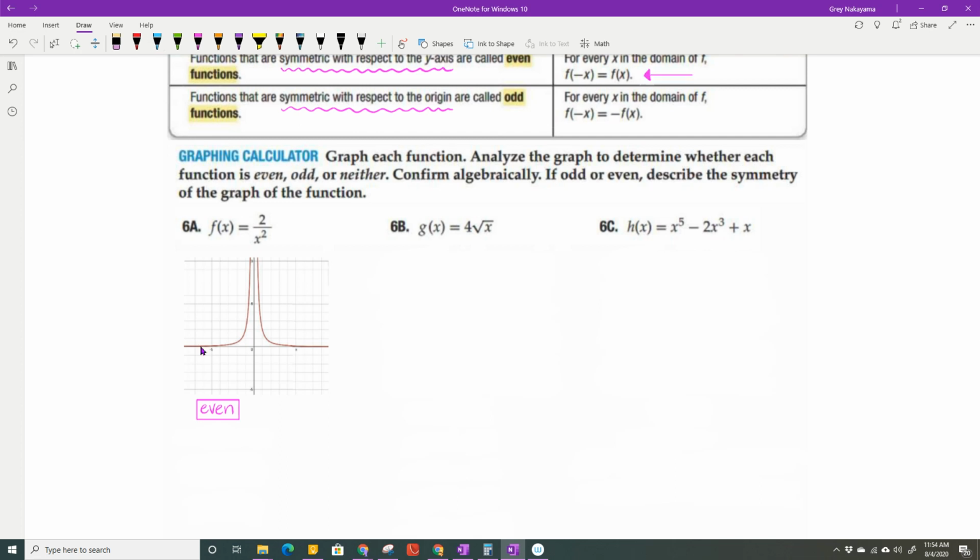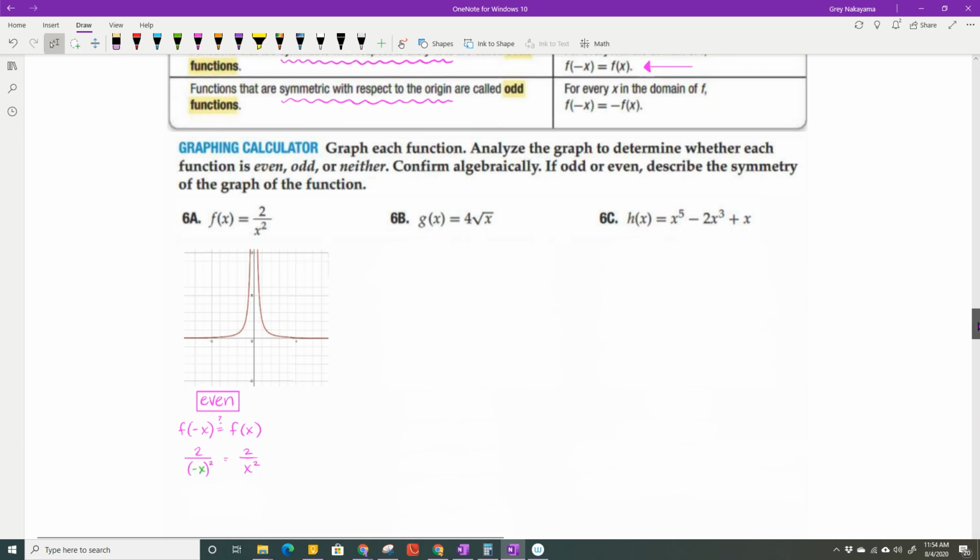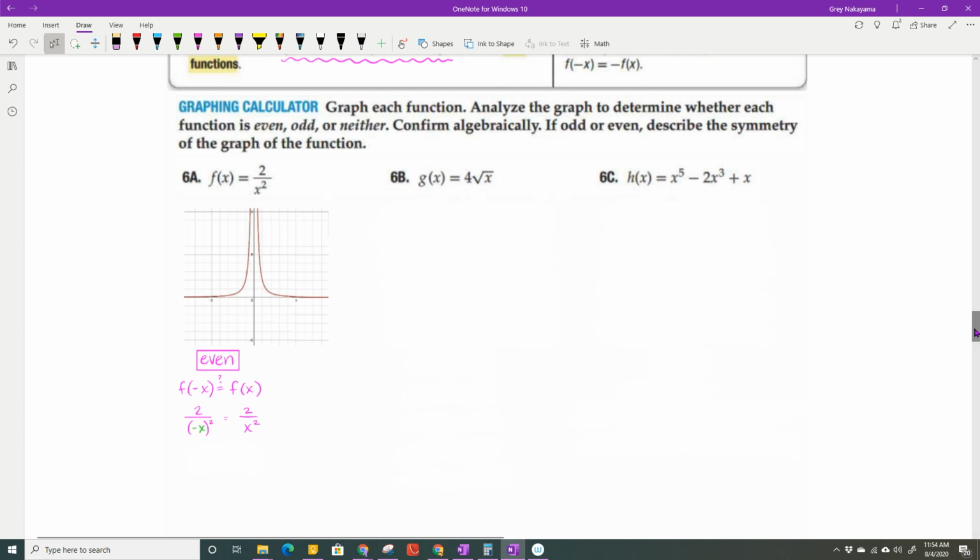And if it's an even function, then I have to prove that f of negative x equals f of x. To do that, I like to write down, is f of negative x equal to f of x? So f of x is 2 over x squared. But f of negative x means I'm going to plug in negative x for my x value. And when I simplify that, again, it's in parentheses, I get the same thing: 2 over x squared equals 2 over x squared. So I have proven algebraically that my function is even.